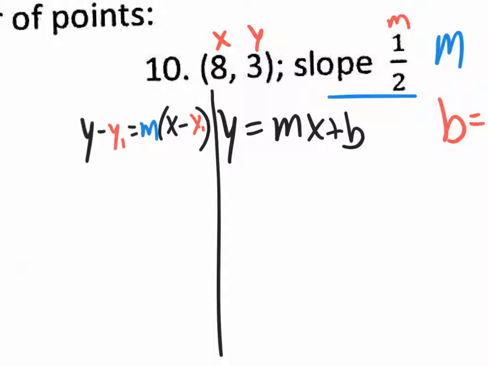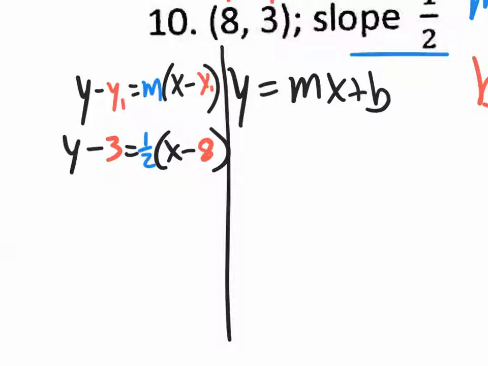So point slope, you would write it y minus blank spot equals blank spot parentheses x minus blank spot. And you're going to plug in your x and your y. Your y value is 3. Your m value is 1/2. They gave that to you. And your x value is 8. So this equation right here is in point slope form.